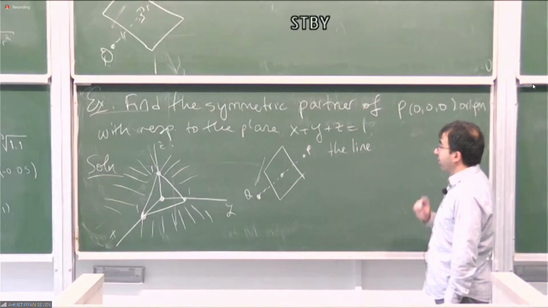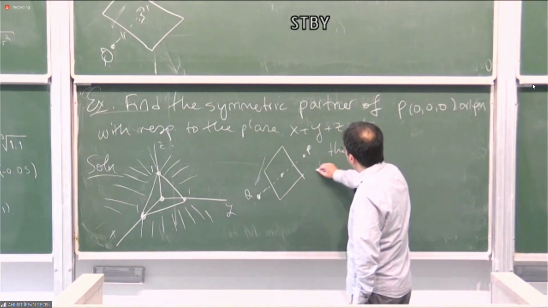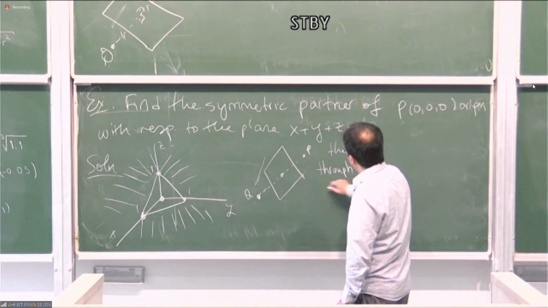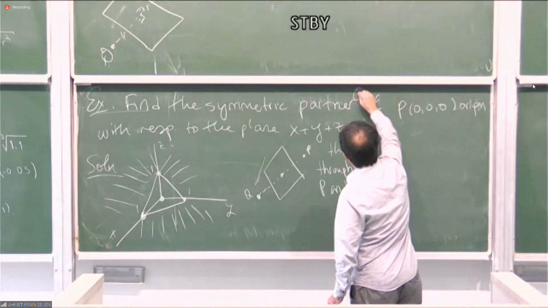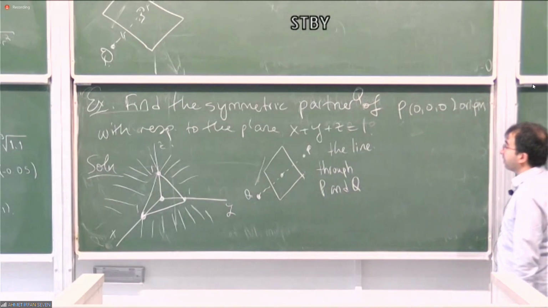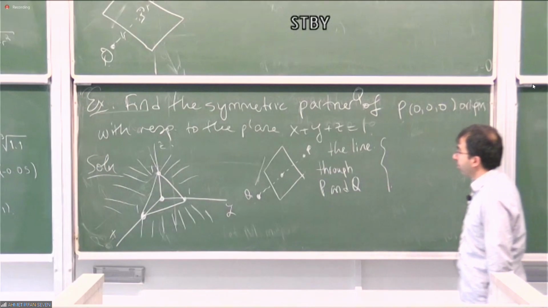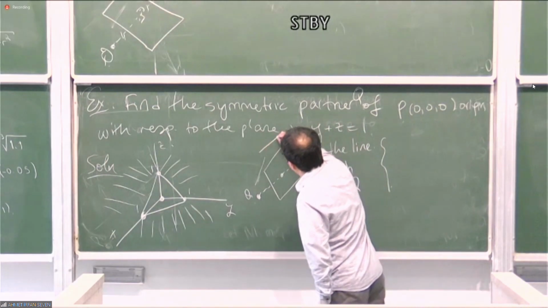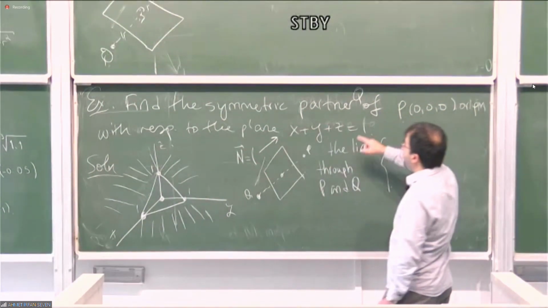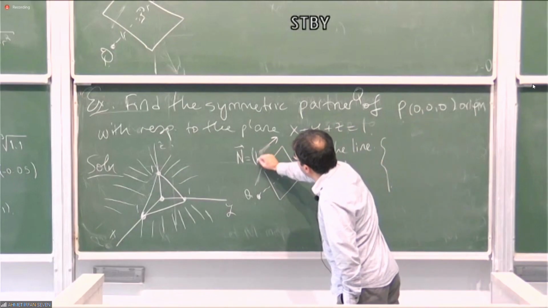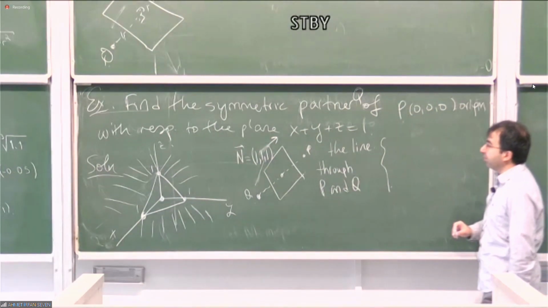Okay, so I will do the same thing again. I'm going to write the line through P and Q, where Q is the symmetric partner. Can I write this one, the line through P and Q? Yes. You see that there is this normal vector n. What is the normal vector for this equation? 1, 1, 1, right? The normal vector for the plane is the direction vector for this line.